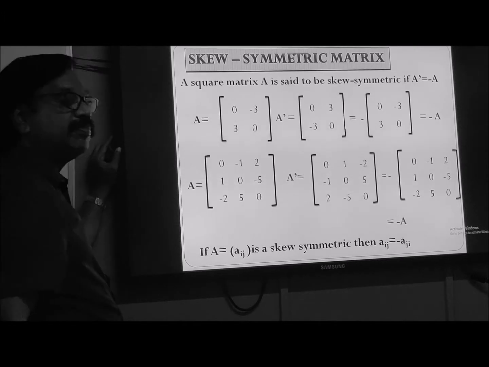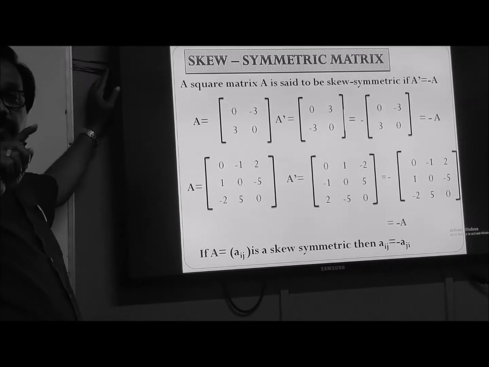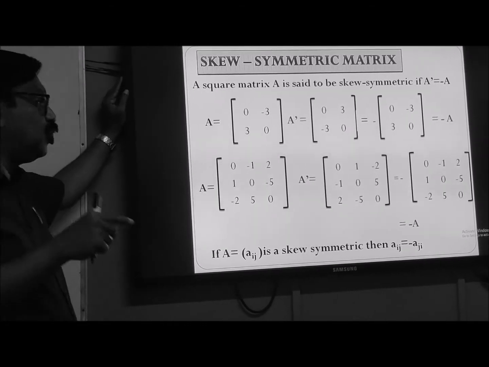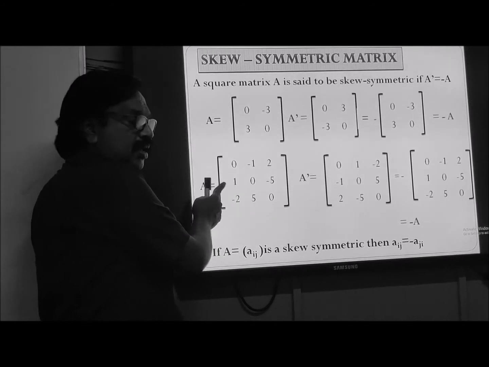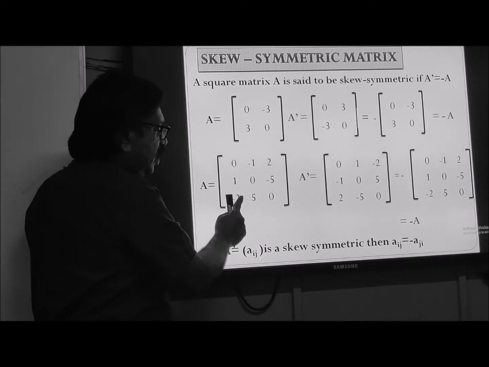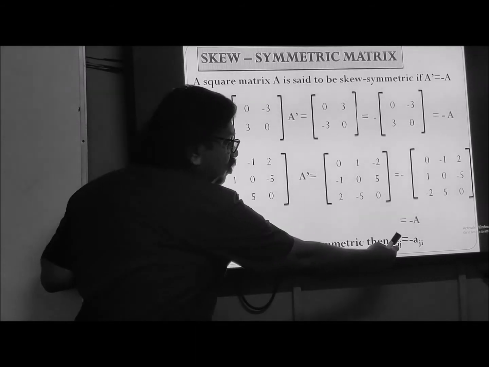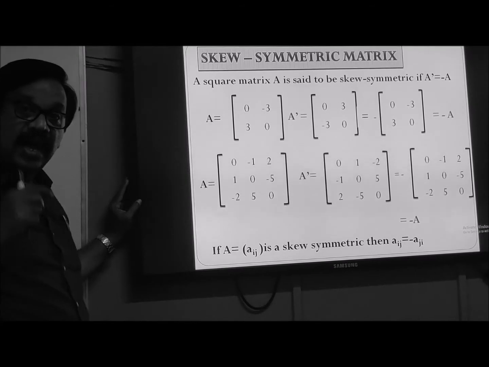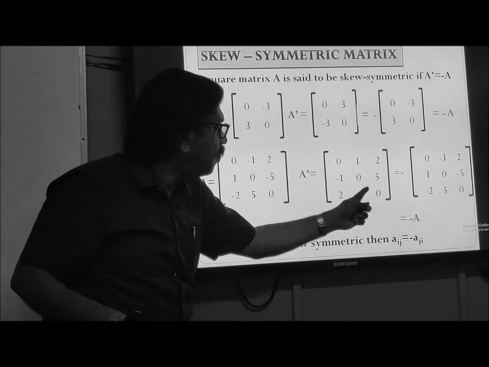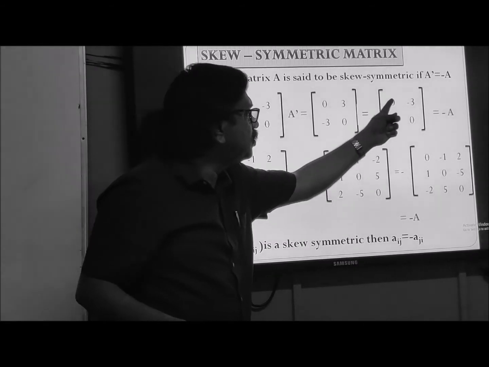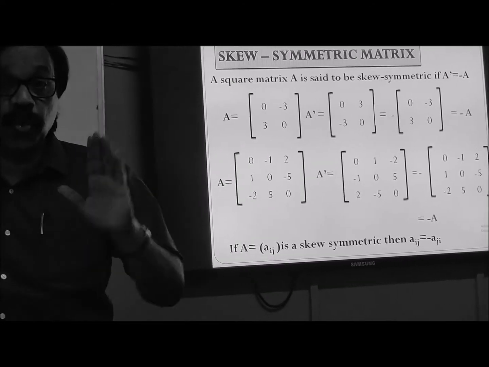What happens in a skew symmetric matrix? In a symmetric matrix, Aij equals Aji. But here, it should be the negative of that. If here it is minus 1, there it will be 1. If it is 2, then here minus 2. If it is 5 here, then it will be minus 5. It means Aij equals minus Aji. And in particular, all the diagonal elements must be 0. Only if all the diagonal elements are 0 and this holds will that matrix be skew symmetric.